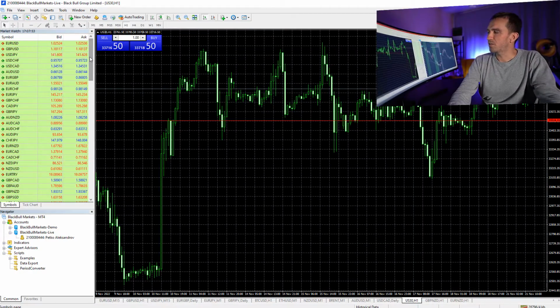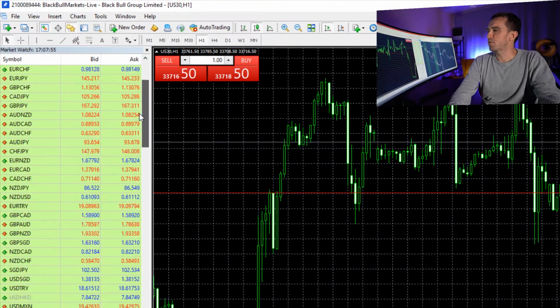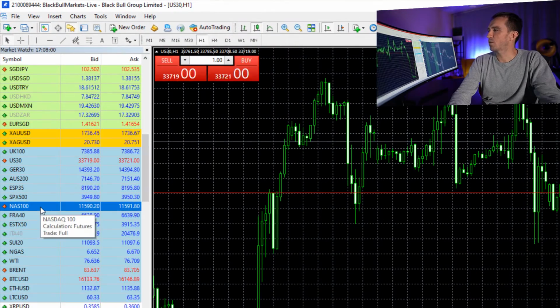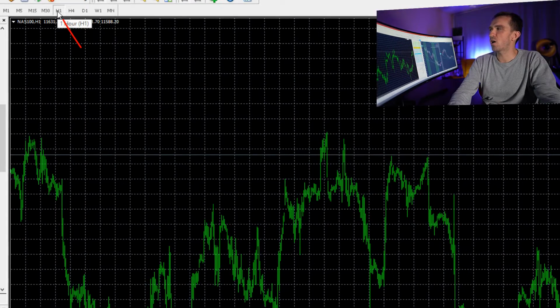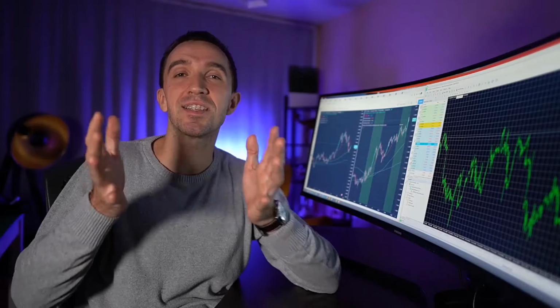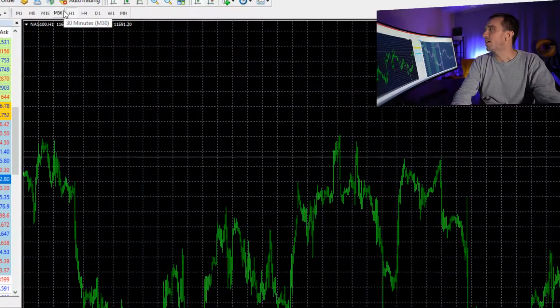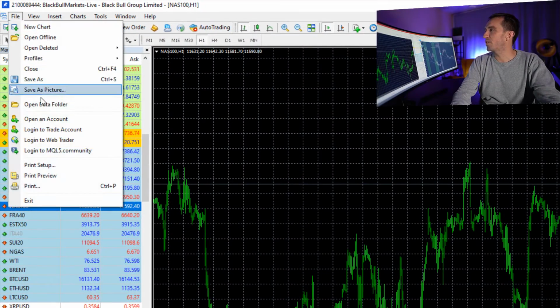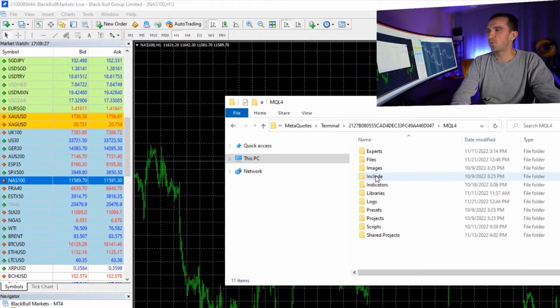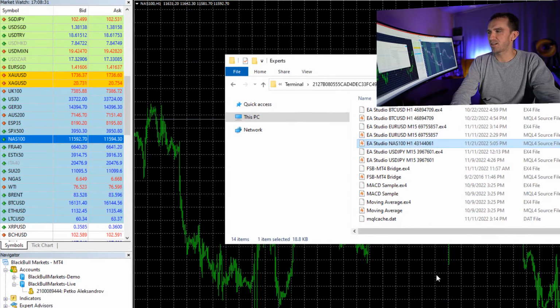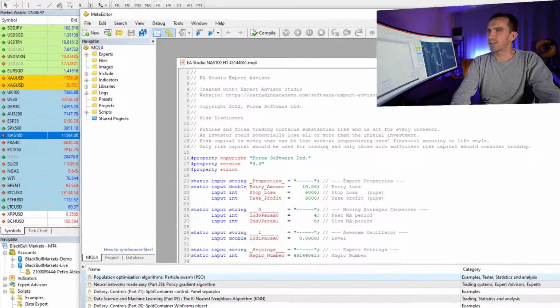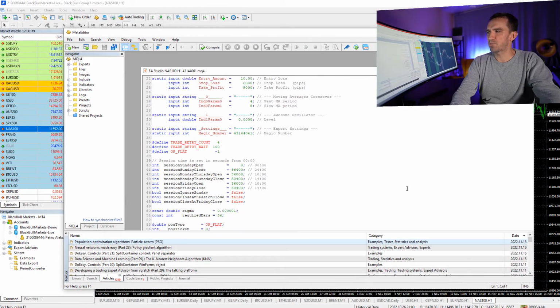So once you download the Expert Advisor from the description, you need to find NASDAQ on the market watch, right click and go to chart window. This will open a new chart and make sure you are on the H1 time frame, because this Expert Advisor is designed for the H1 time frame. Then you need to go to File, Open Data folder, click on MQL4, hit on Experts and paste the Expert Advisor. Then you can double click on it and you will see the code for the Expert Advisor.